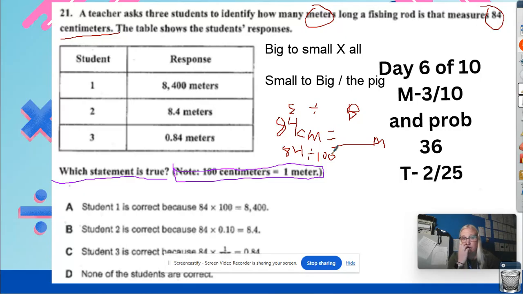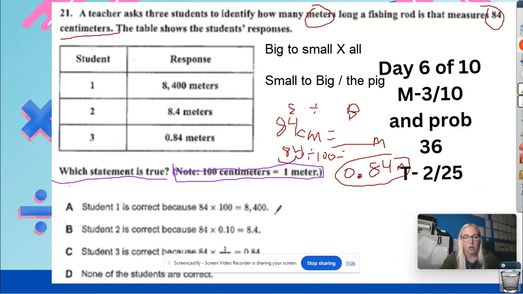You can do this with your Desmos, or you can know that when you multiply or divide by units of 10, 100, 1,000, it's just moving the decimal point. So if I have 84 and I divide by 100, I'm going to move that decimal point 2 places, 1, 2, because we're dividing, to the left. So I end up with the value of 84 hundredths of a meter.